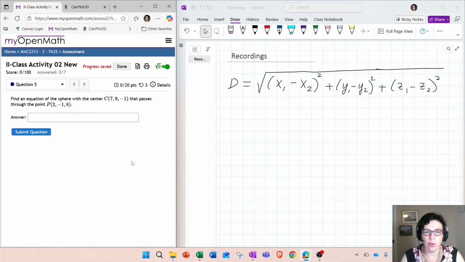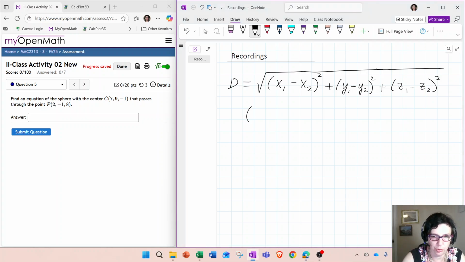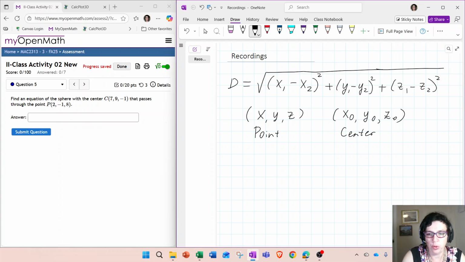So what's going to happen is this is the distance formula. Because you know that the distance from any point, so just imagine that it has coordinates x, y, z, so this is just a point on the sphere, and the center of the sphere is, let's say, x0, y0, z0. This is the center. Then you know that the distance from a point to the center is always going to be the same, right?